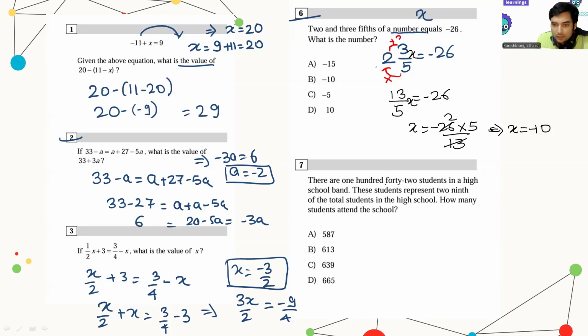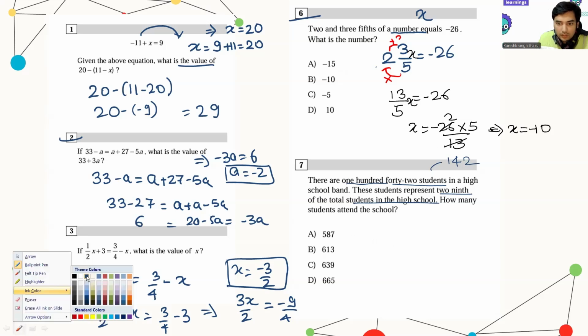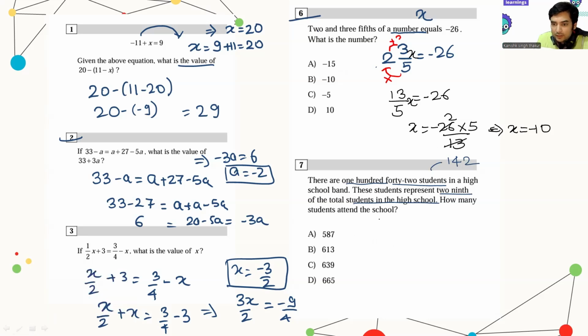Fine. Now, there are 142 students in a high school band. These students represent 2/9 of the total students in the high school. How many students attend the high school? So 142 students in the high school band. These represent 2/9 of the total students.